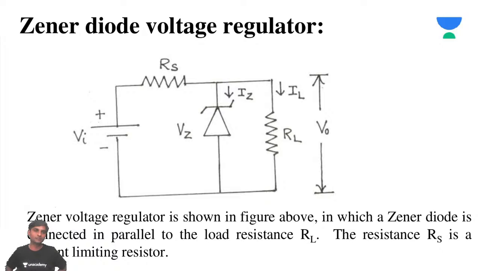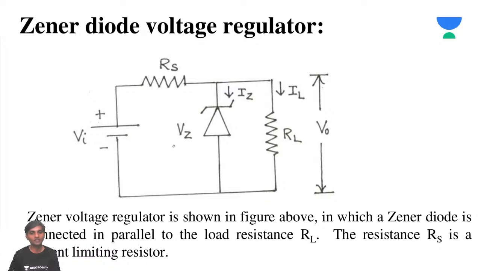Now, here comes the Zener diode as a voltage regulator. The best application of a Zener diode is as a voltage regulator.